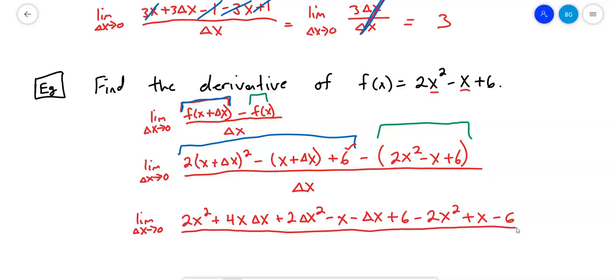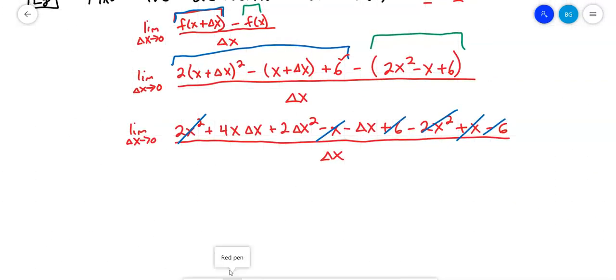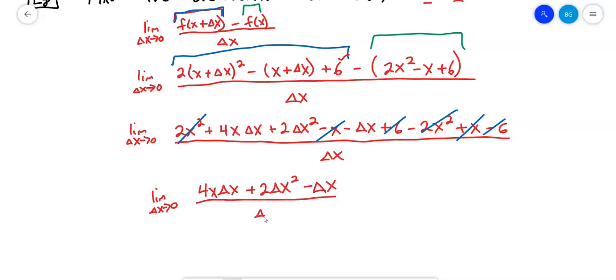This is all over delta x, but we have some cancellations. So let's see here. 2x squared is going to cancel negative 2x squared. Plus 6 cancels minus 6. Minus x cancels plus x. Notice that everything left has a delta x factor. If I'm doing the definition of derivative on a polynomial, that's the way it should work out. Once you get done with your cancellations, all that remains in the numerator should have a delta x factor in it. That's kind of an important pattern that we see finding the derivative of polynomials in this way.